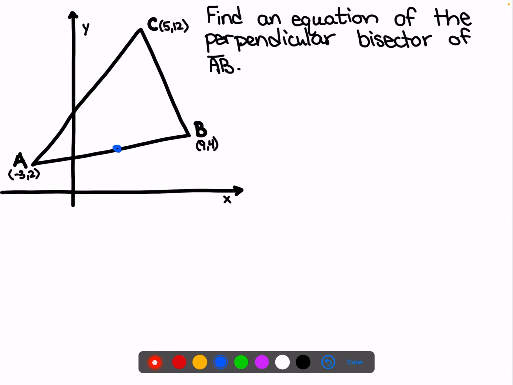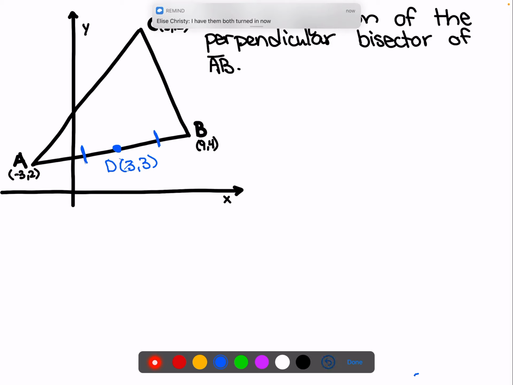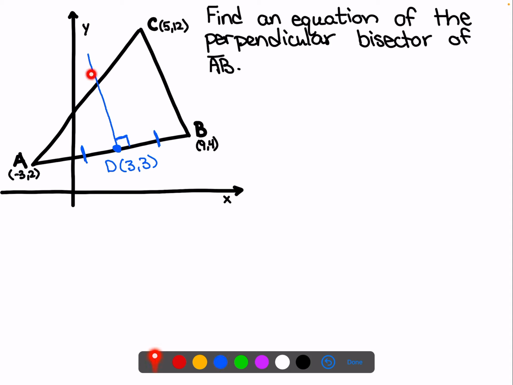First off, I have my midpoint here because it's bisecting it. It's cutting it into two equal pieces. Now, if we look at this triangle, it's the same exact triangle as our previous problem, so our midpoint is still point D at 3, 3. That has not yet changed. Now, at this point, we're going to go ahead and have our perpendicular bisector here, and it's going to intersect at 90 degrees. So we need to find out what this equation is.